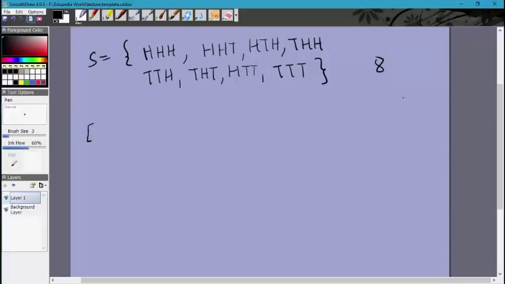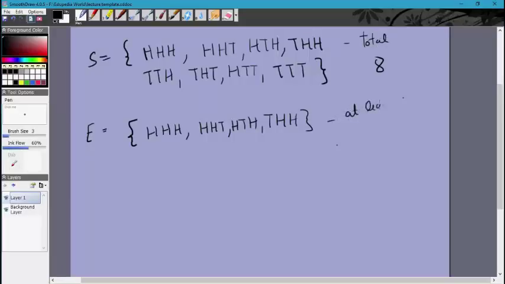Let's say you have another set of events, E, which is that we have at least 2 heads. So out of the 3, we have at least 2 heads. So we could have 3 heads, or we could have 2 heads, which would be H, H, T, H, T, H, T, H, H. These have at least 2 heads. The total number of events is 4.